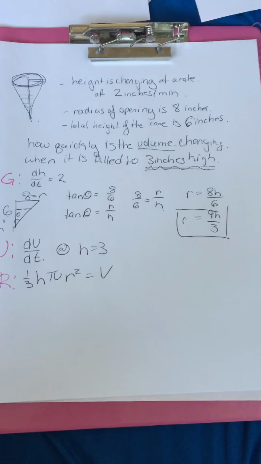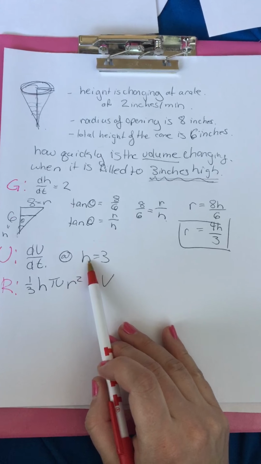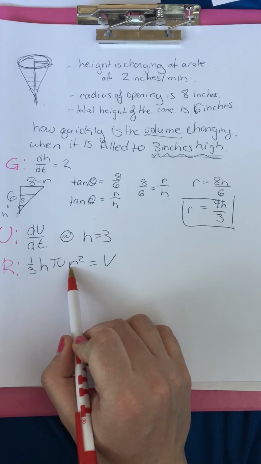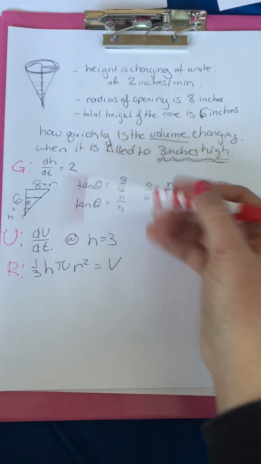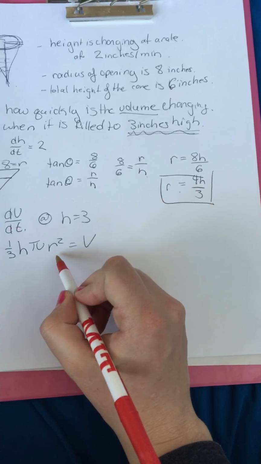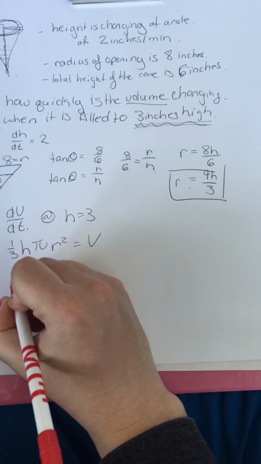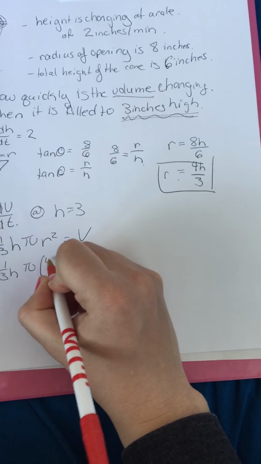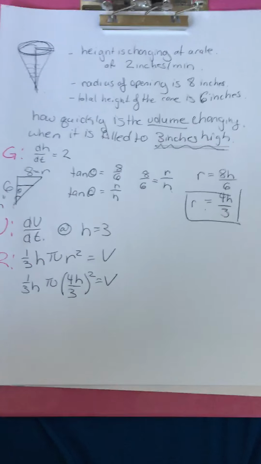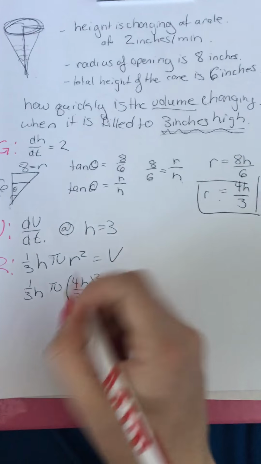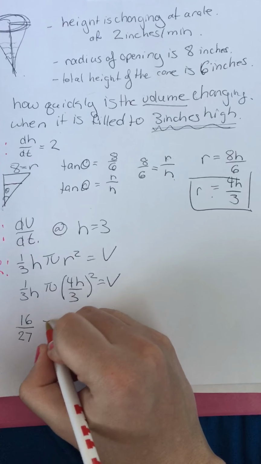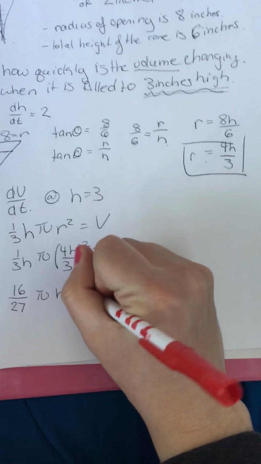We don't really want this, because we have r here. We want to switch this out. We don't want to differentiate r because we have dV and dh, and we don't want this extra r thing flying around. So we're going to replace r with this function of h. We're going to have 1/3 h times pi times (4h over 3) squared. Now it's going to take a little rearranging. Trust me on this. So you get 16 over 27 pi h cubed equals V.